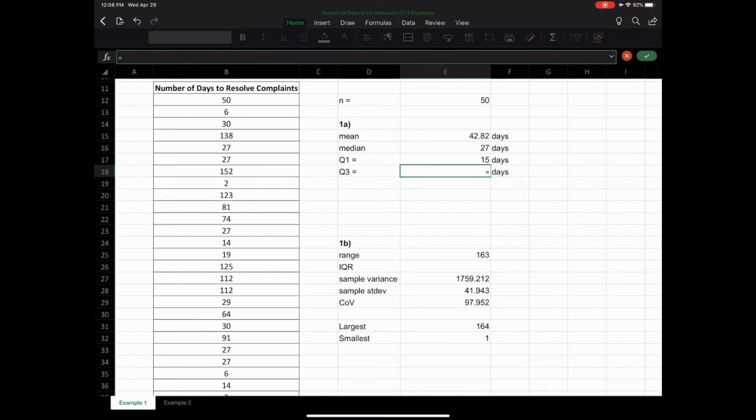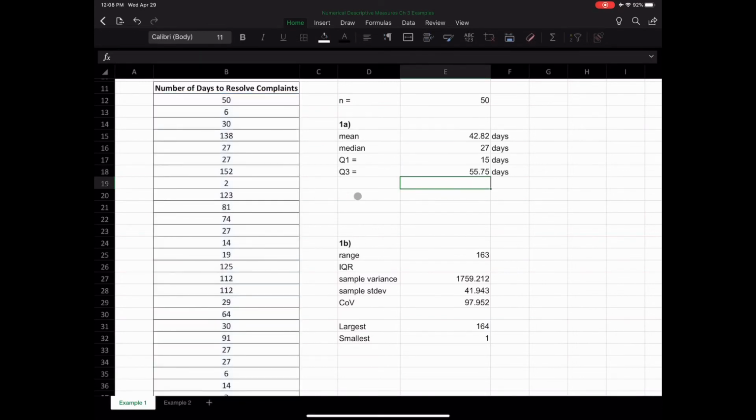Next we're going to calculate Q3, your third quartile, and the formula that we're going to use is equal QUARTILE.EXC. We open the bracket, highlight the data from B12 to B61, and then comma, and it asks you for the quartile. We're looking for Q3, the third quartile, so we put a 3 there, press enter, and you get the third quartile, which is 55.75 days.